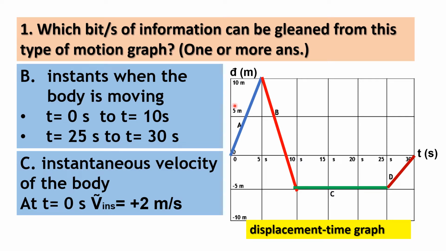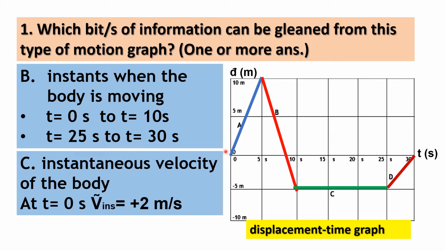So what is the change in displacement of the body as it moves from 0 to 10 meters? The answer is 10 meters minus 0. And then the time interval involved is from 0 second to 5 seconds. So you're just going to divide 10 meters by 5 seconds. So you will get 2 meters per second, and that is a positive instantaneous velocity. All right?